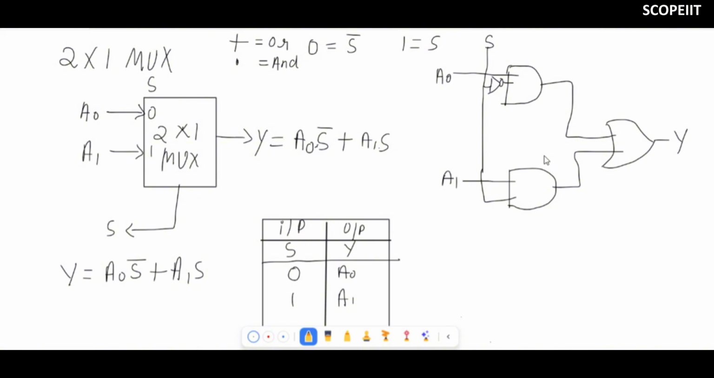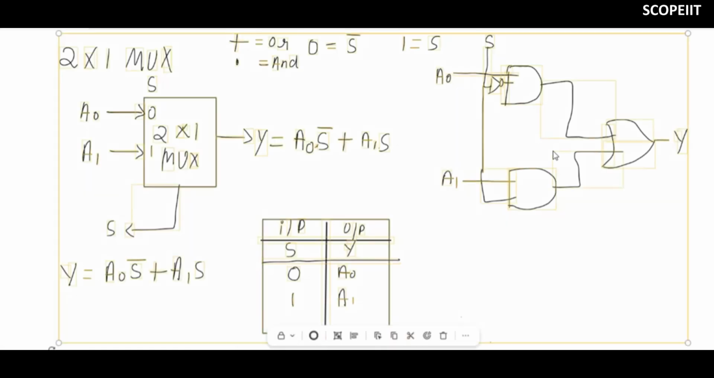Clear? This much you have to write in the exam if they ask you to write a short note on multiplexer or explain 2 cross 1 multiplexer. Usually in the exam, they'll ask you 4 cross 1 multiplexer. 2 cross 1 is very rare. In case they ask you for a short note, at that time you can write this. So now we'll discuss how to do 4 cross 1 multiplexer.